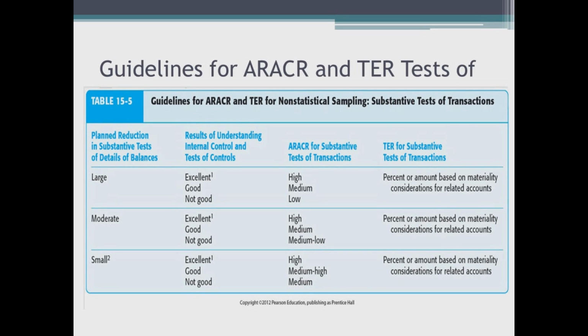If it's moderate, you can see the impact. If it's excellent, then it's high. If it's good, then it's medium. If it's not good, then it's medium to low. So you're going to assess this by looking at how much I am planning on reducing my substantive tests, and what the results of my internal control testing are and the impact of that. And how does that affect my assessed risk, my acceptable risk of assessing control risk too low?